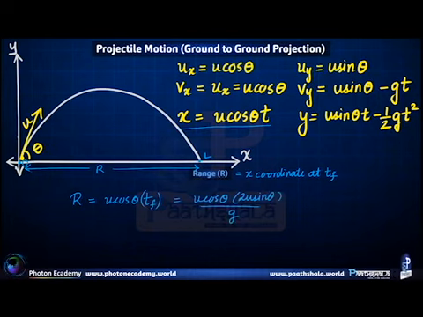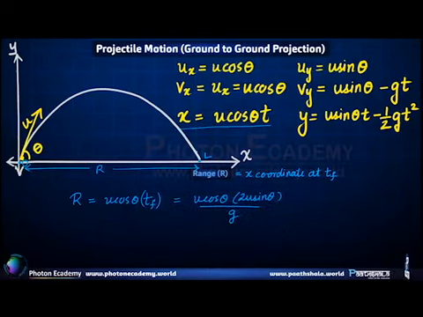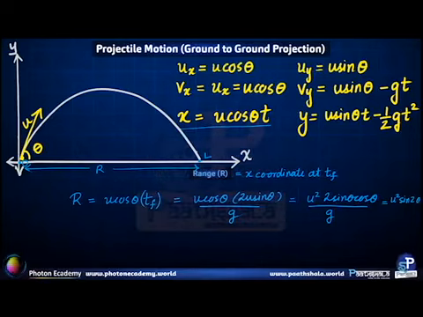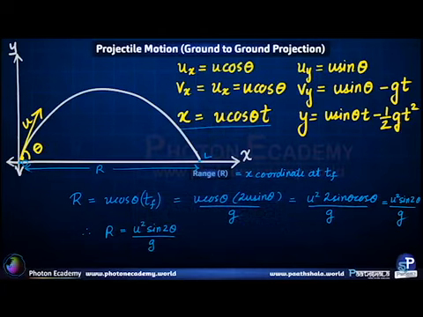So here it is useful to note the fact that 2u sin theta into u cos theta happens to be equal to u square 2 sin theta cos theta. So this also happens to be equal to u square sin 2 theta. This happens to be equal to u square sin 2 theta whole divided by g. Therefore range will be given as u square sin 2 theta by g using the trigonometric identity 2 sin theta cos theta is equal to sin 2 theta.